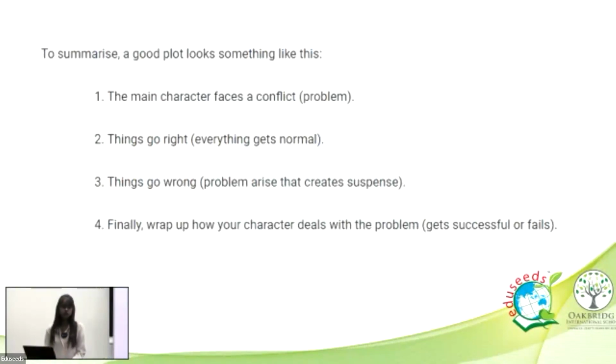So how do you write a good plot? You have 4 suggestions, 4 ways you can make it interesting. First, you can make it seem like the main character faces a conflict or problem. Second, maybe everything goes right and there's a happy ending. Third, things go wrong, where problems arise and create suspense. Or lastly, you can wrap up how your character deals with the problem. It could be successful or it fails. So all these are some examples of how you can write an interesting plot to grab your reader's attention.